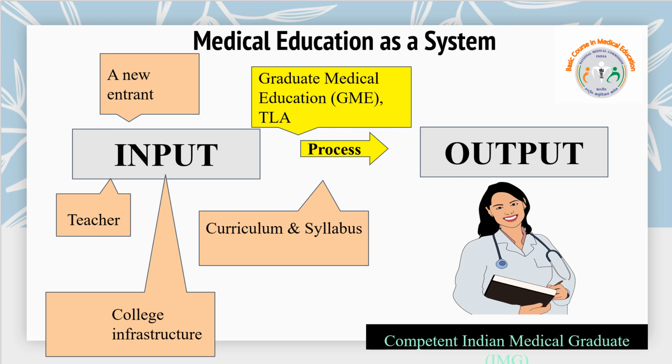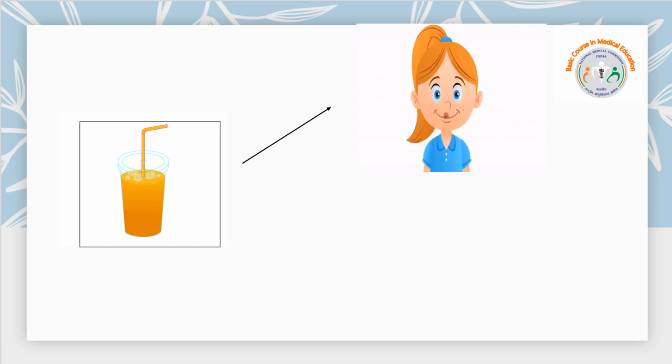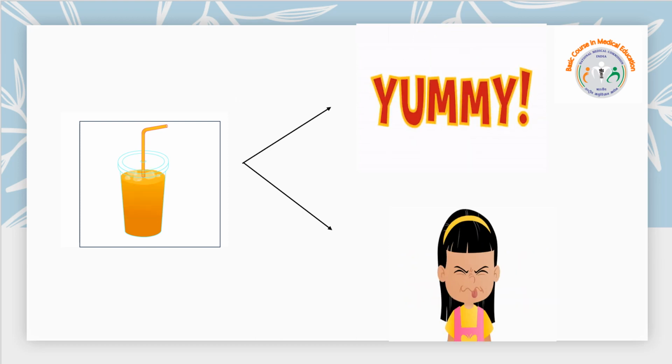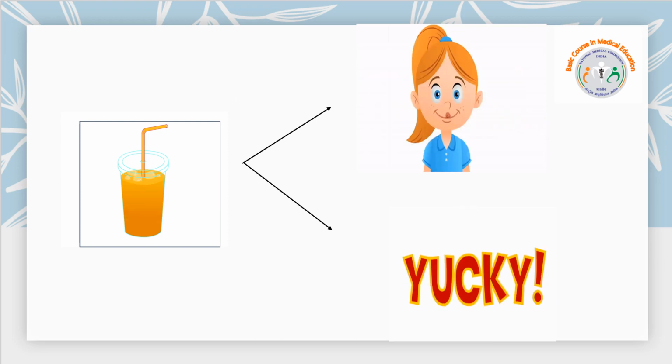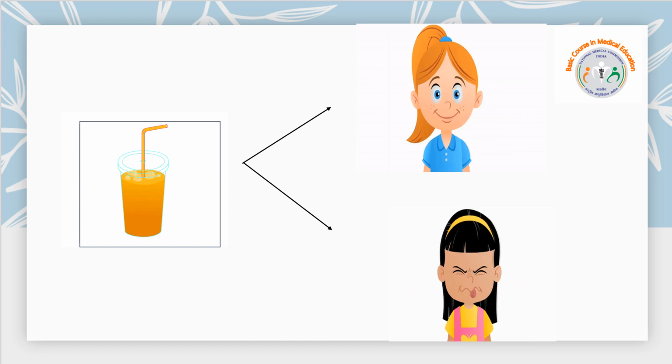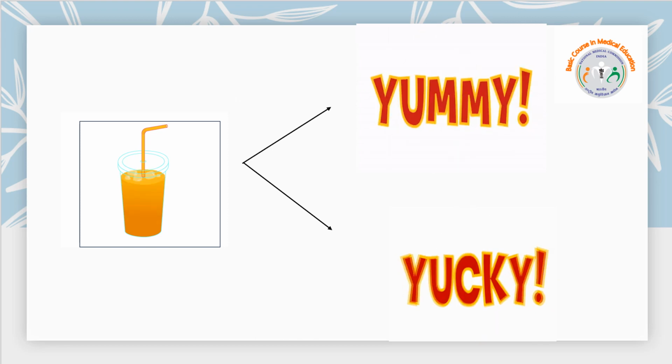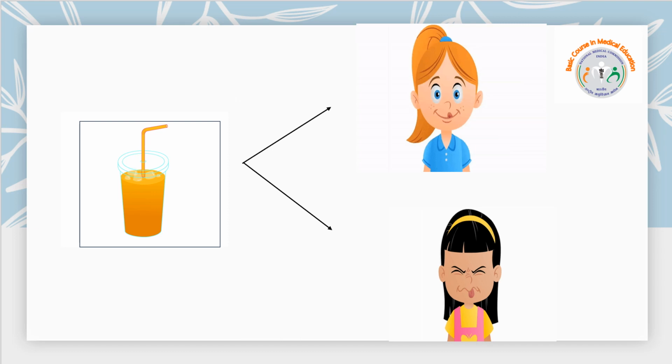Now, do you think this system is complete? In this picture, is it complete? Suppose I have made a delicious looking juice and offered it to my tiny daughter at home. Her reaction may be this, and her reaction may be this too. If her reaction is yummy, then I will repeat the process. If the reaction is not yummy, then I will try to change and correct it.